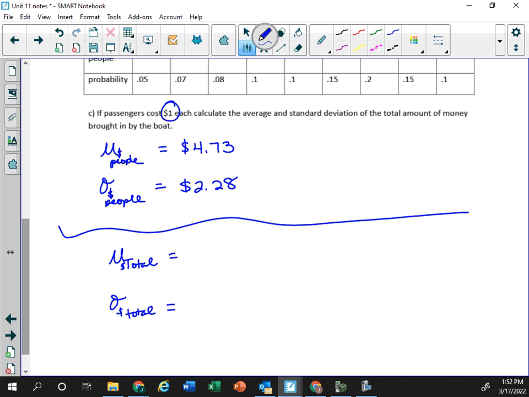So guys, the mu of the total money with people and cars, that's simple and straightforward. You just add the two mu's. So that's $19.35 plus $4.73, and you get $24.08. But I don't just add sigmas. What do I do with sigmas? You take the square root of each sigma squared added together. Yes.